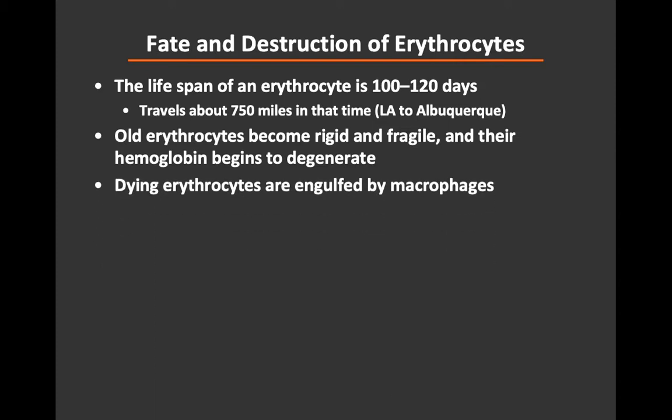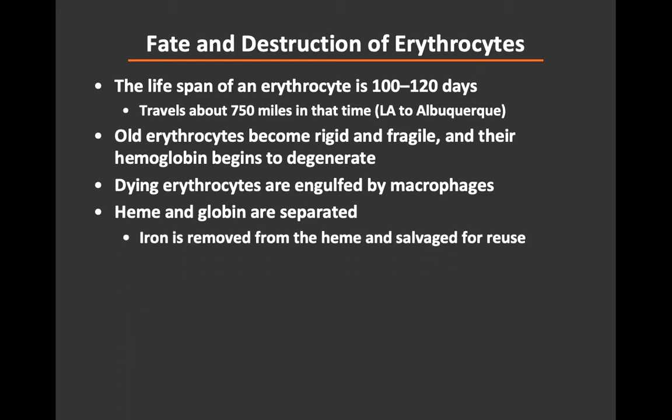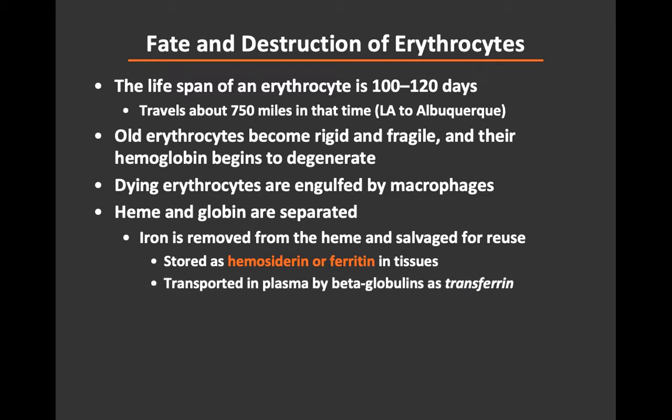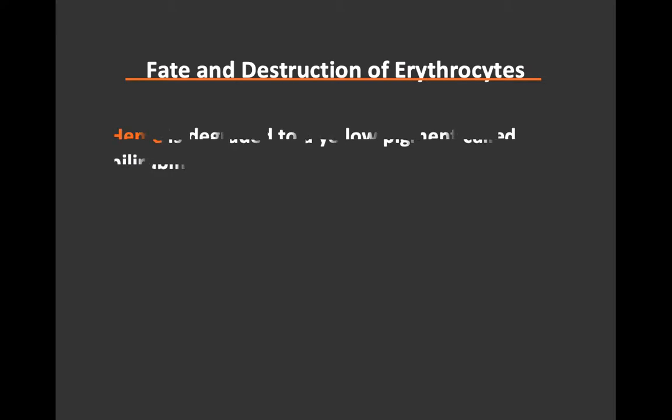hemoglobin degenerates. And dying erythrocytes are engulfed by macrophages. The heme and the globin are separated, particularly this happens in the liver, and iron can be salvaged and reused later. It is stored in the tissues. Remember, we talked about this as hemosiderin or ferritin, and then transported in the plasma attached to the protein as what we would call transferrin.